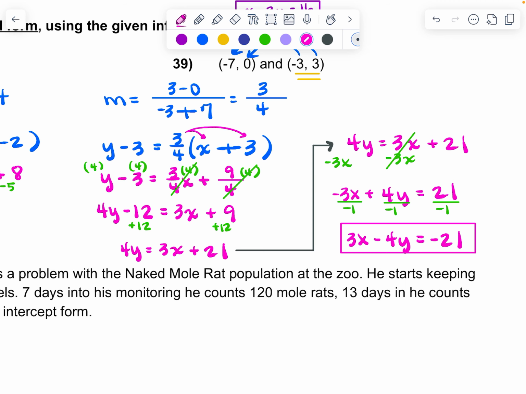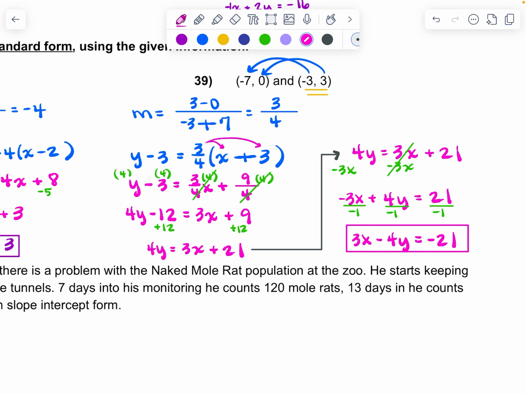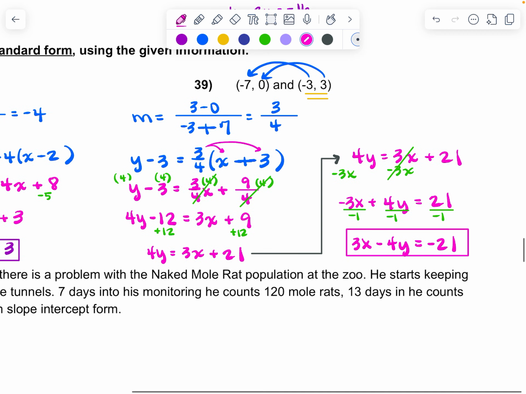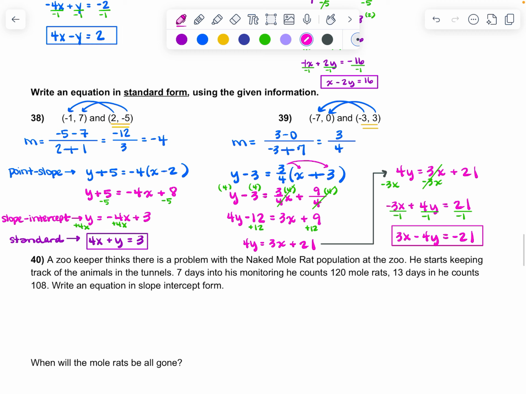Yes, you could have, right? But I just chose to go ahead and do it this way. I didn't go through slope-intercept form. I just went through point slope, and then I just kind of manipulated my way to standard.